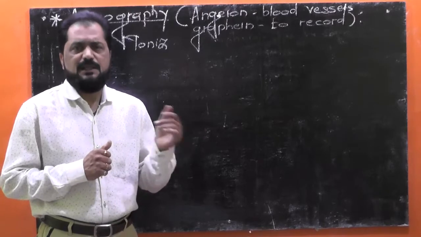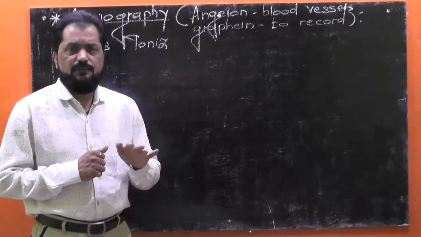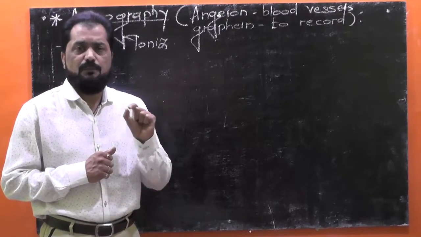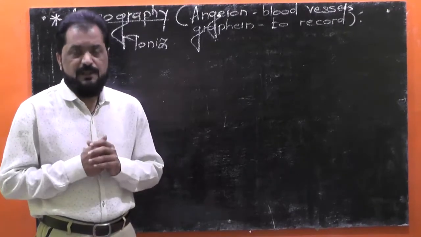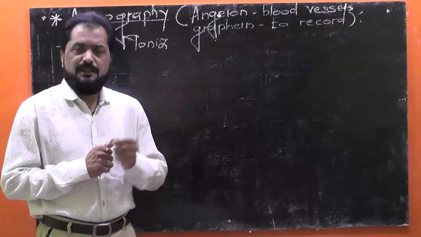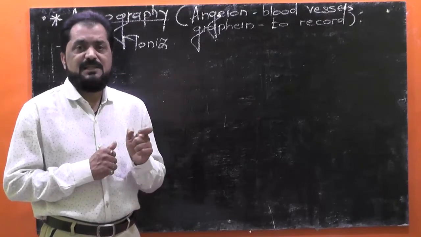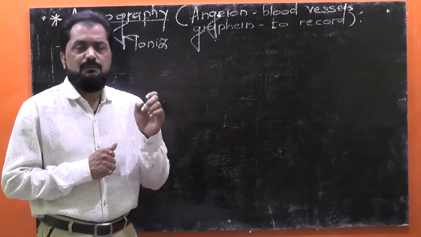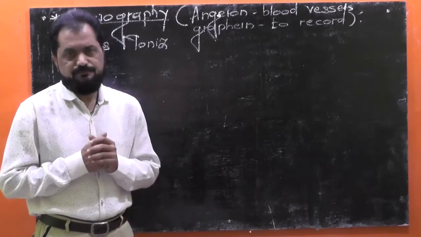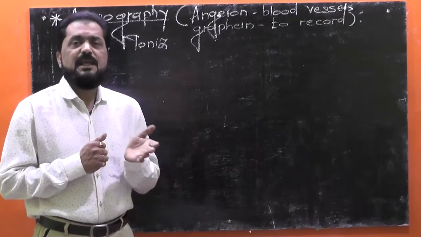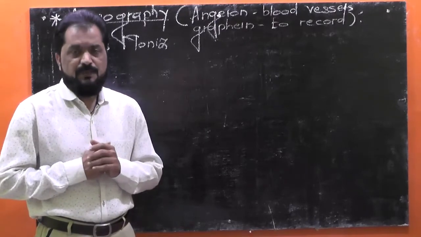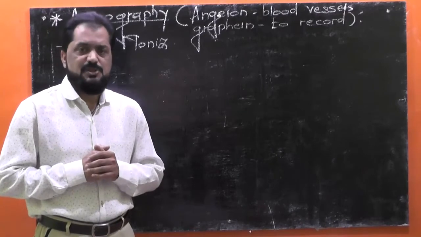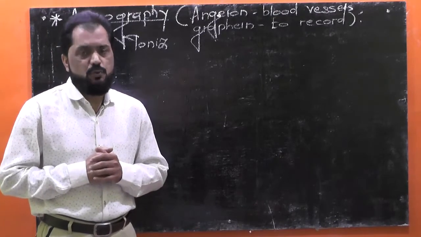I said repeatedly that angiography, this technique is used for the study of flow of blood through the blood vessel, and in this technique continuously the X-ray images, X-ray photographs of the blood vessels are taken. It means X-ray imaging is carried out. X-ray photographs are taken with the help of an instrument known as fluoroscope.